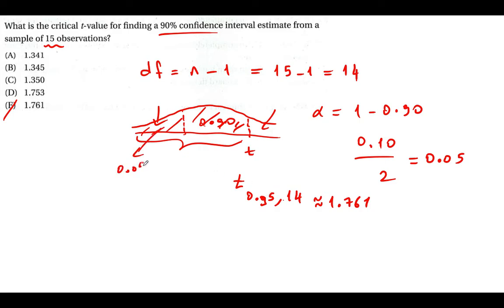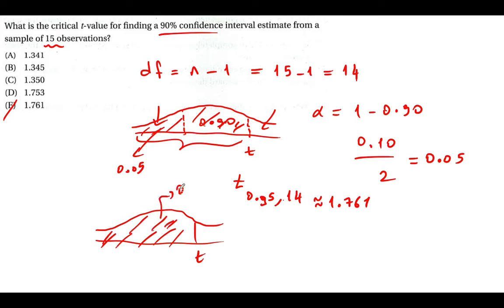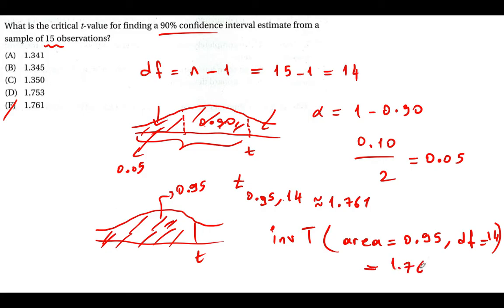5% is here, so the area will be here, the critical t value. So it will be 0.95. So inverse t, the area, which we said is 0.95, and degrees of freedom n-1, which is 14. When we do that, we get the result 1.761. So this is our critical value.